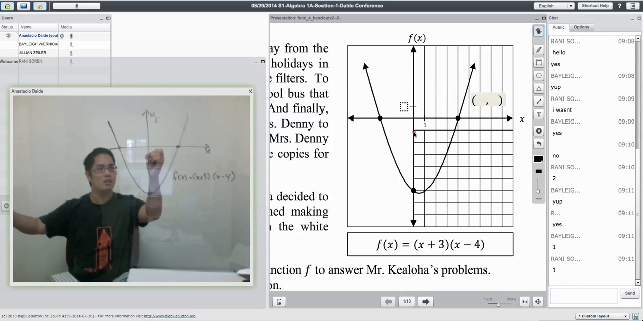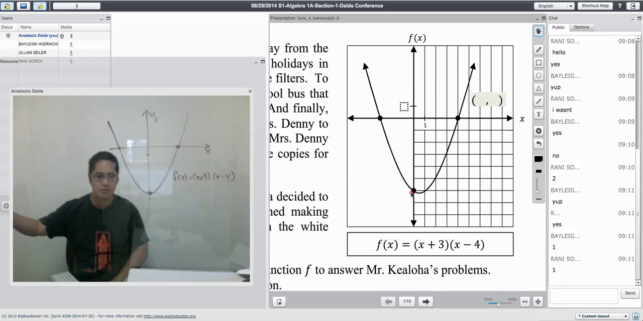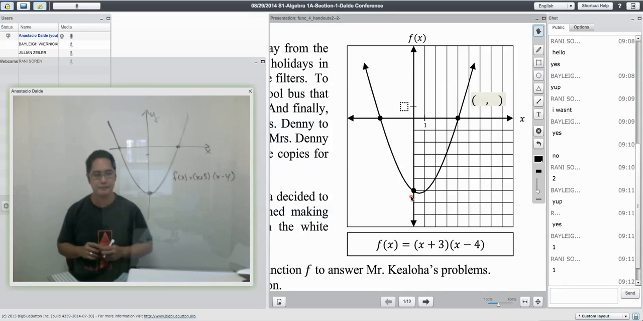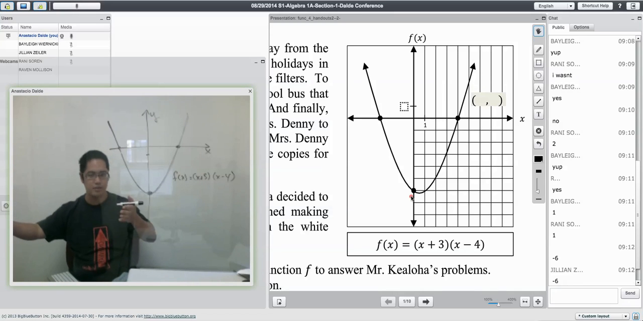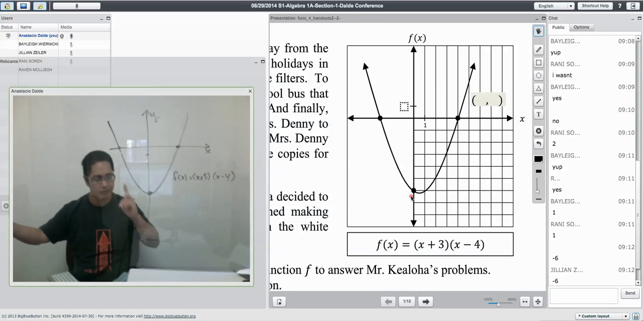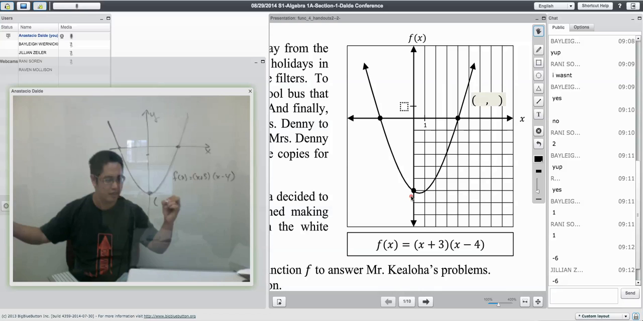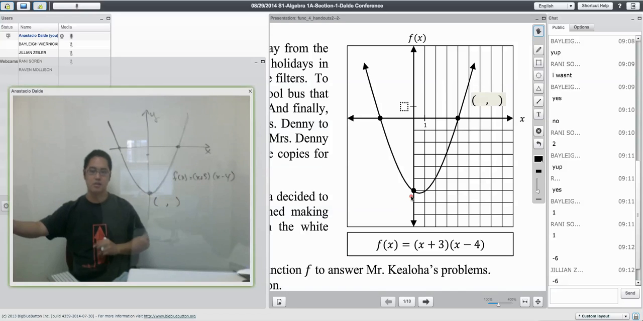So where would you say the y-intercept is? How far down? Take a look, count it. Negative 6? Does everyone agree? All right, negative 6, awesome. So if I were to give you the coordinates of this point right here, what would that be? I'll give you a hint: it's got an x value and a y value. It's called an ordered pair.